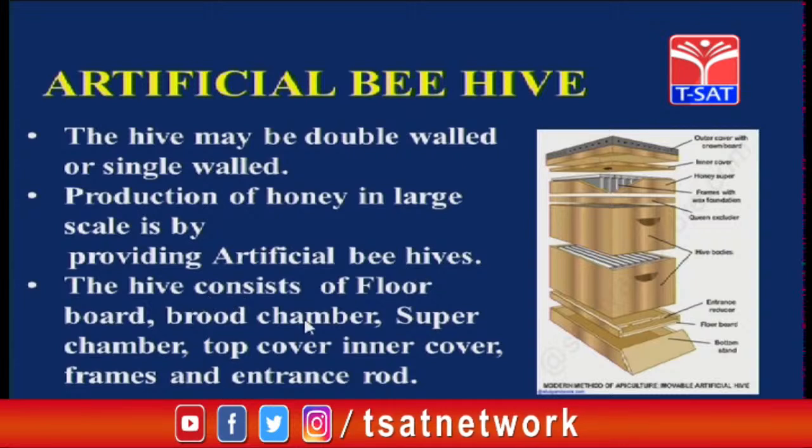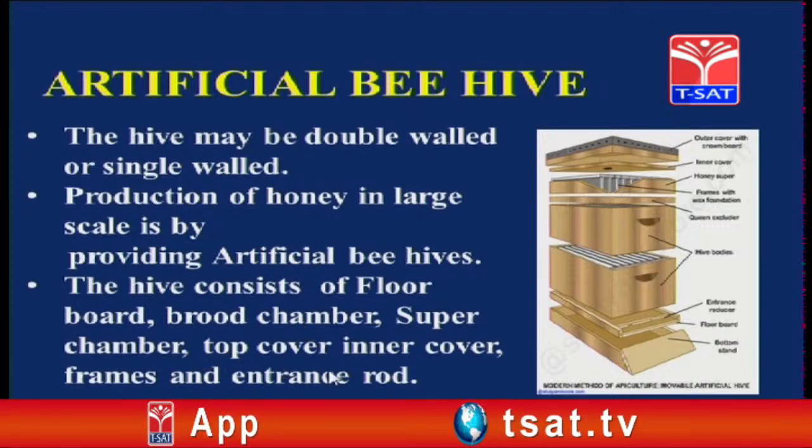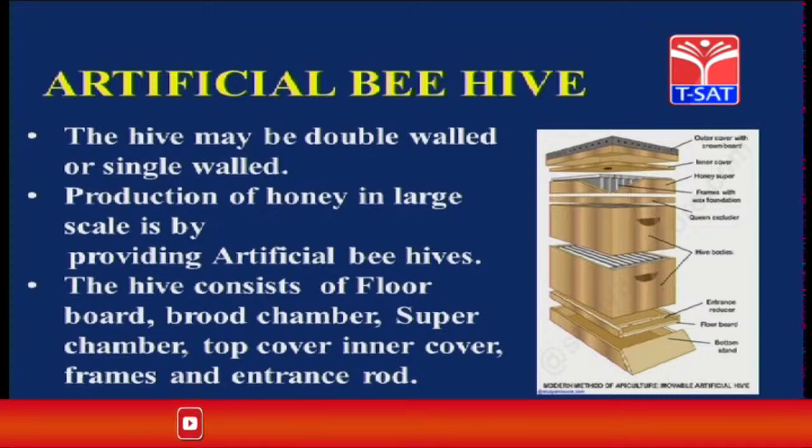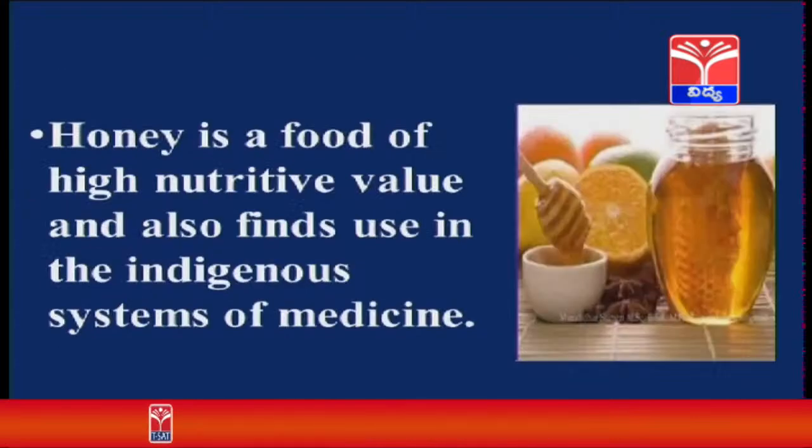What does the hive consist of? It consists of floor board, brood chamber, super chamber, top cover, inner cover, frames and entrance rod. So, this is the artificial beehive. Nowadays, so many farmers are doing this cultivation so that they can get more benefits. So, what are the products we get from this? The most important product we get is honey. Honey is considered very useful for medical purposes also.